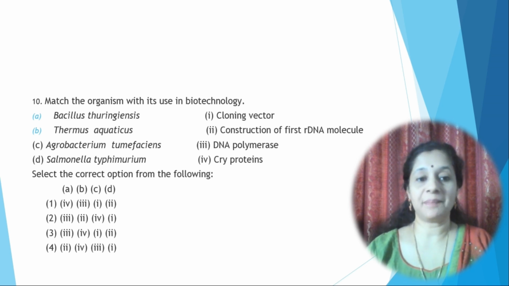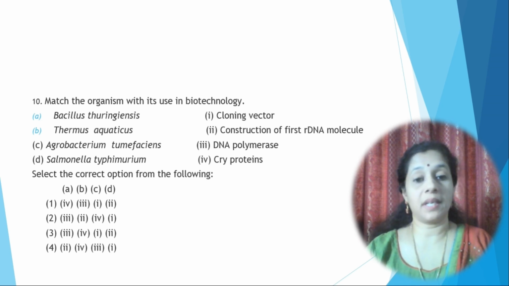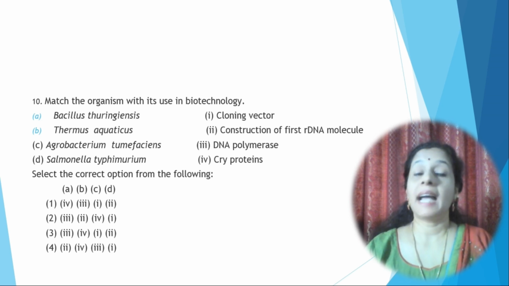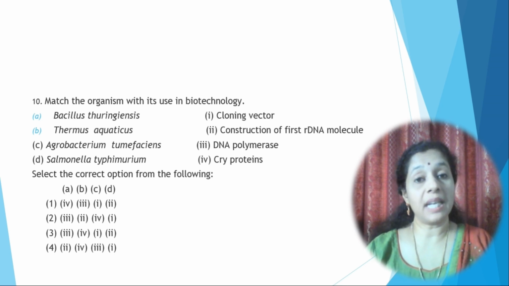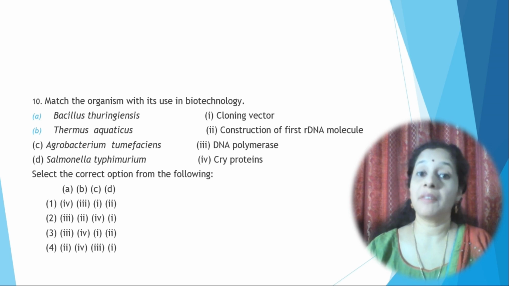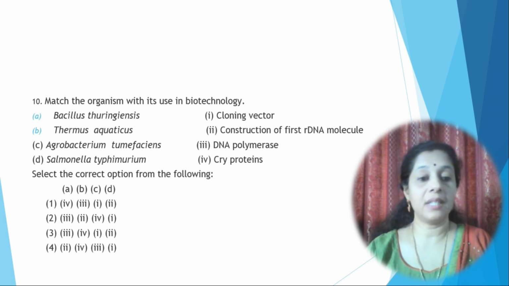Again a match the following question. Bacillus thuringiensis, they produce cry proteins. Thermus aquaticus is a bacterium used in the PCR where we need thermostable DNA polymerase enzyme which is extracted from Thermus aquaticus. So DNA polymerase. Agrobacterium tumefaciens is used as a cloning vector, and Salmonella typhimurium was used in the construction of first rDNA molecule by Herbert Boyer and Stanley Cohen. So here 4, 3, 1 and 2. So option 1 is the correct answer.